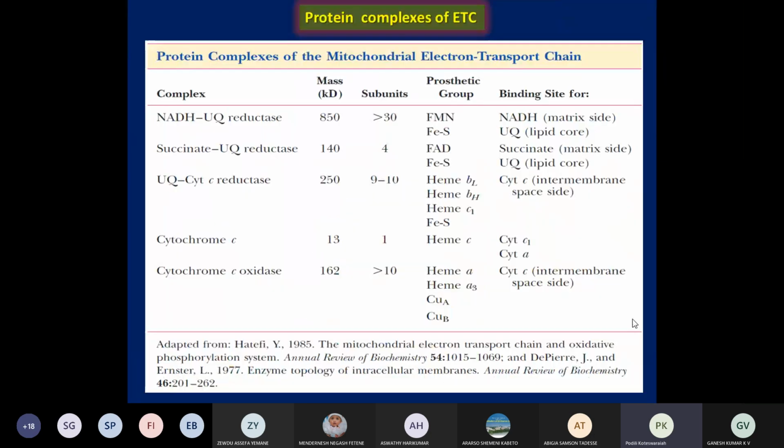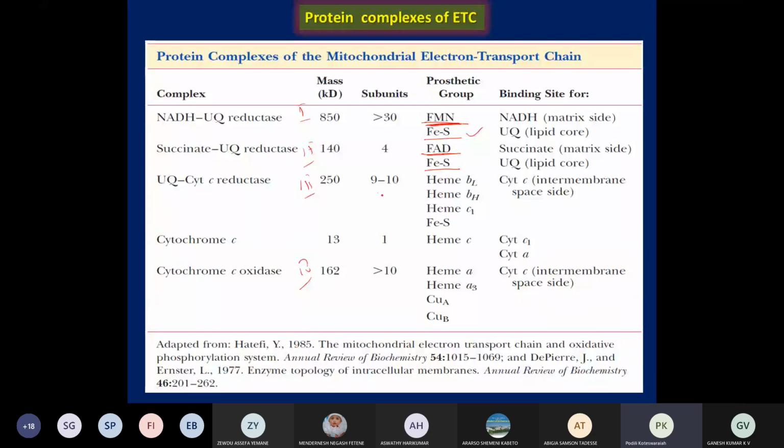You can also see here all these four complexes: complex 1, complex 2, complex 3, and complex 4. All these complexes are composed of many subunits, and they have many cofactors. I just wanted to highlight very few here. Later we will explain in detail. Complex 1 has FMN as a cofactor. It also has iron sulfur clusters. Complex 2 is a succinate reductase, and it is also part of the TCA cycle enzymes. It has FAD as a cofactor. It also has iron sulfur clusters.